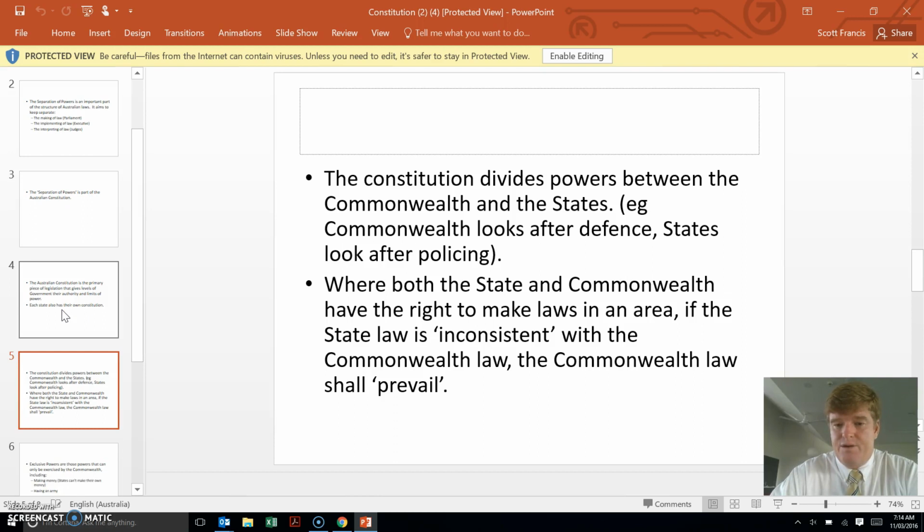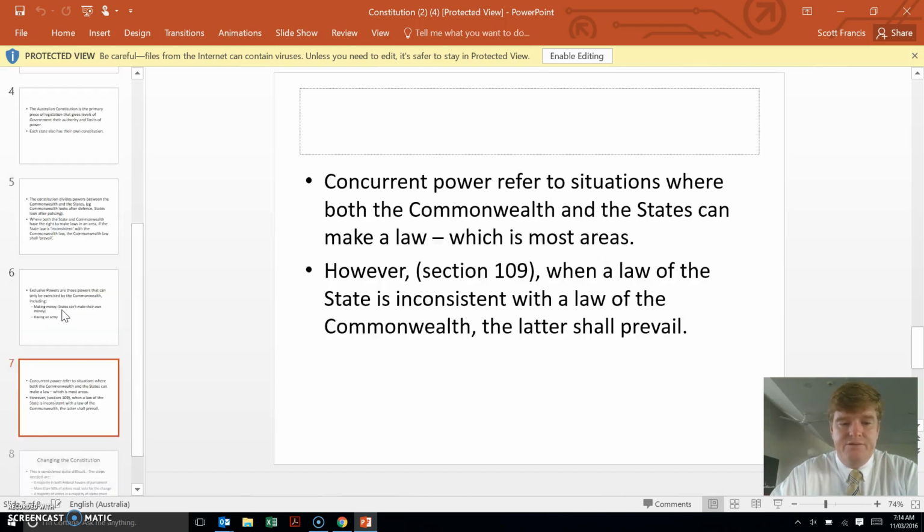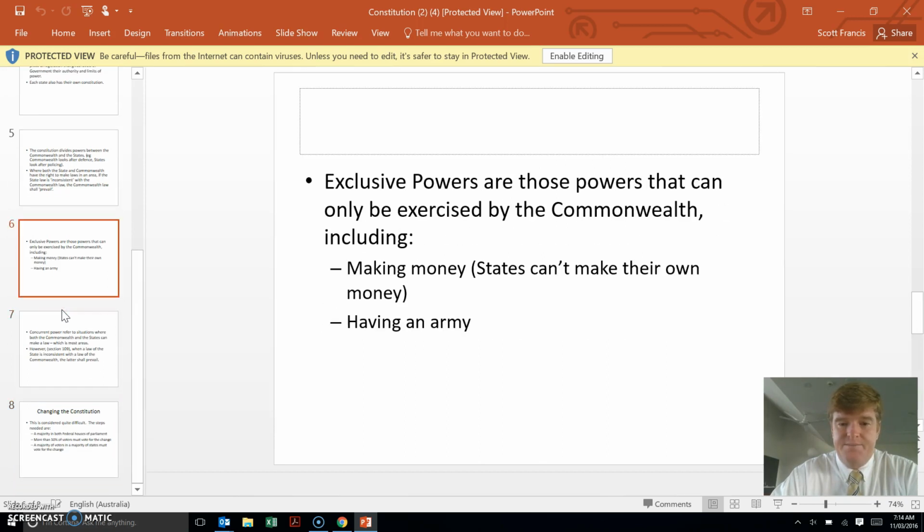It divides powers between the Commonwealth and the states. Importantly, if there's an area where the two laws, the state and Commonwealth law, are inconsistent, the Commonwealth law prevails. There are three different sorts of powers. The first is exclusive. They're the powers that can be exercised by the Commonwealth, including making money and having an army. Then you have the residual powers. They're the powers that are exercised by a state, for example, having a police force.